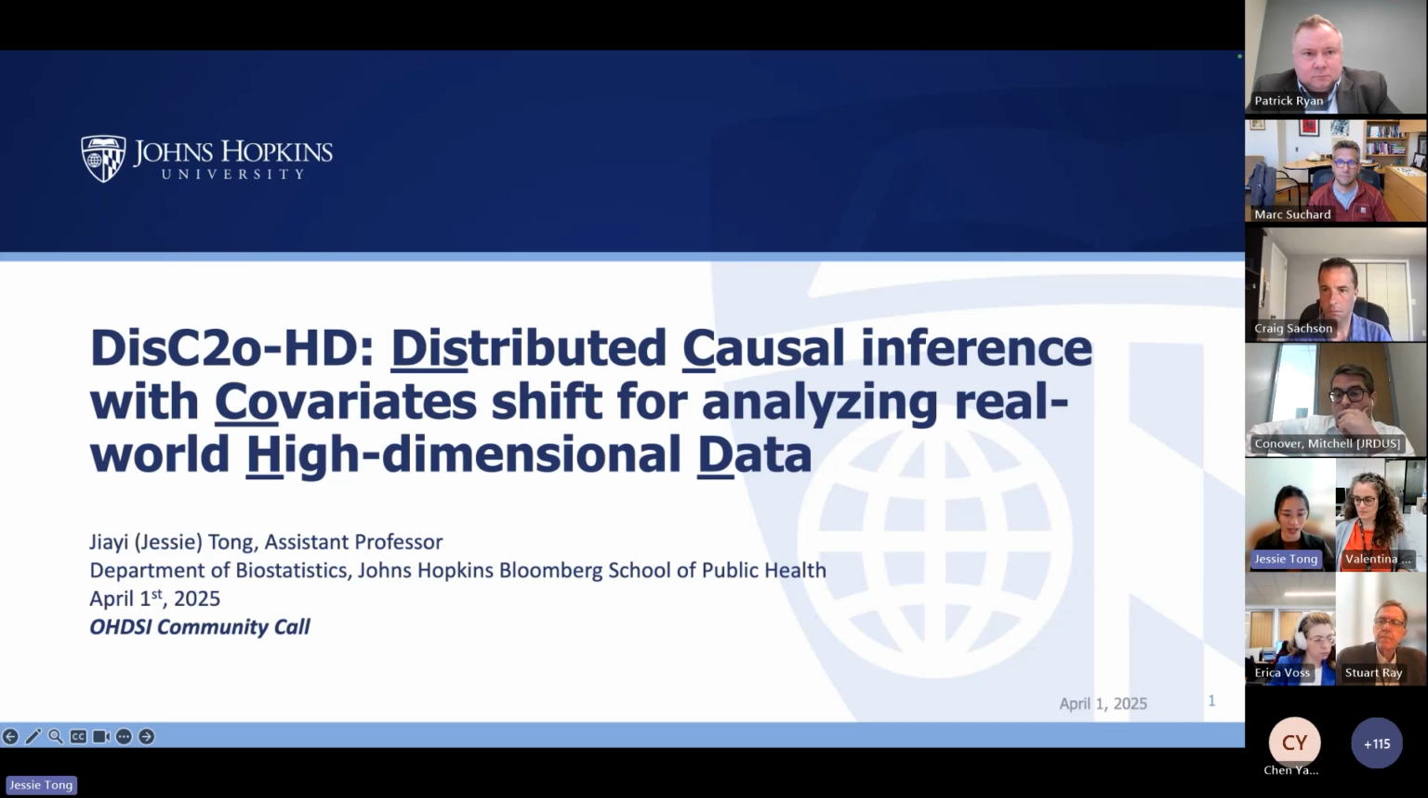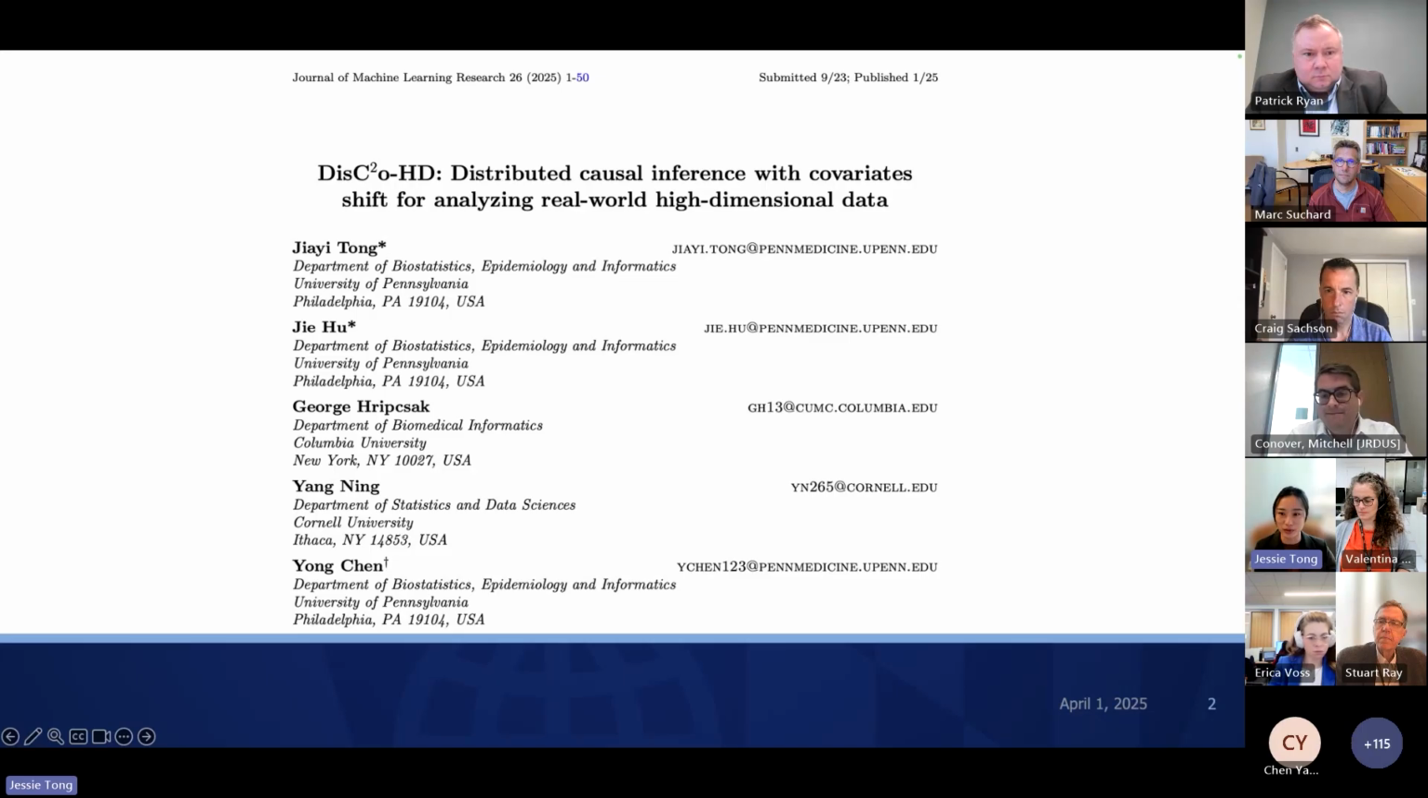It's really nice to have this opportunity to introduce our recent publication in JMLR. In this paper, we propose a distributed algorithm to conduct causal inference by considering the covariate shift problem when we integrate the data from multiple hospitals. And especially, we have a focus on analyzing high-dimensional data.